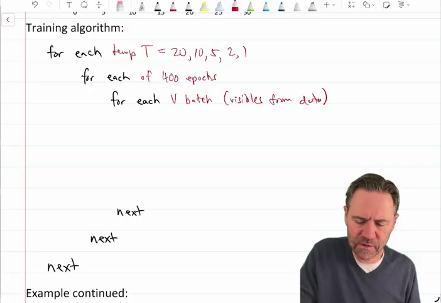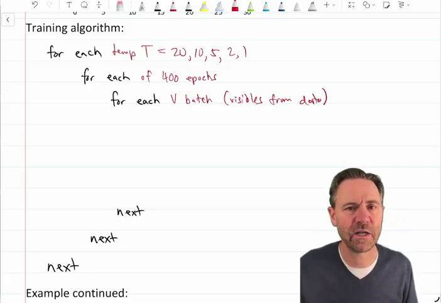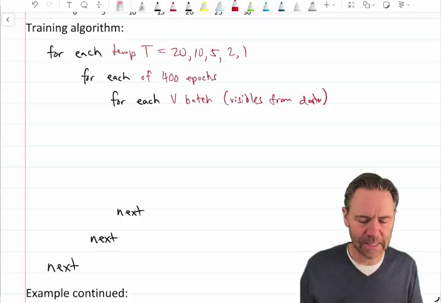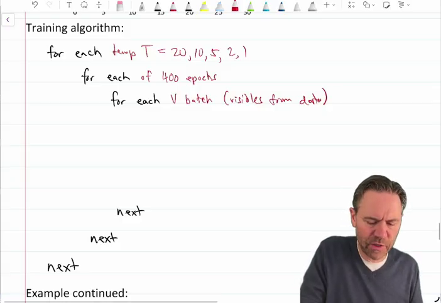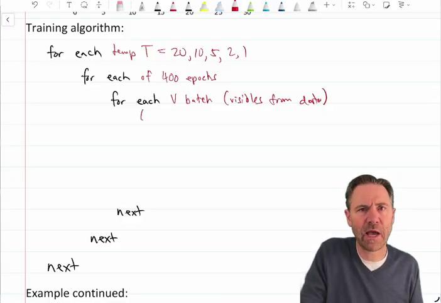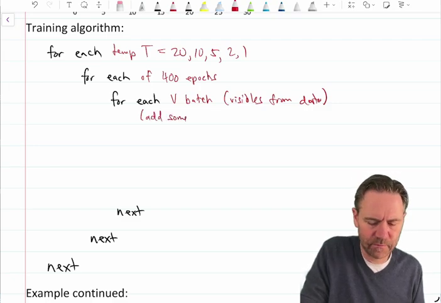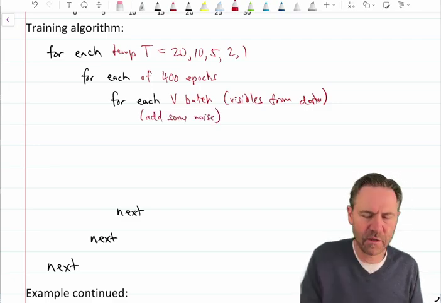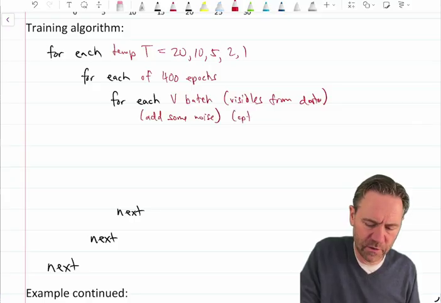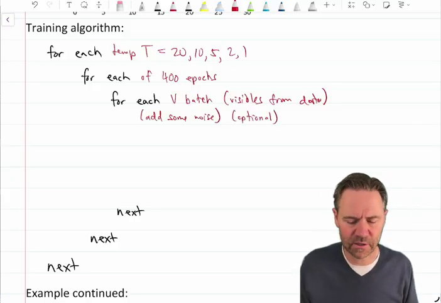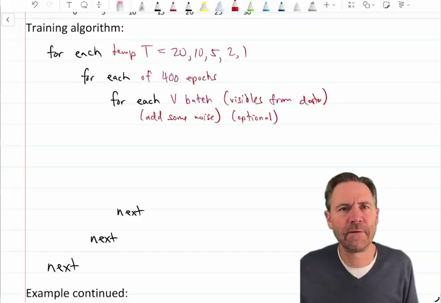So these are visibles that we've got in our data set, so they're relevant. They're the ones that occur in the world. First thing we do, and I didn't really talk about this, is we can add noise. We can jitter the data set, optional. That can help to stabilize things, but I won't dwell on that.